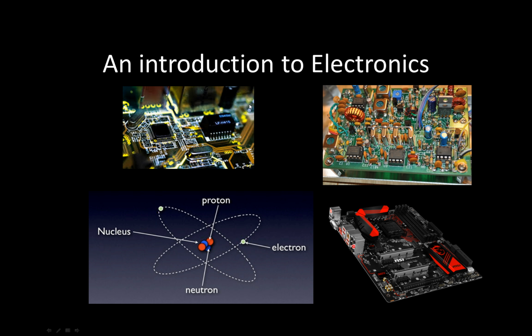Here's a more modern circuit board. You can see the components are quite a lot smaller. And then in the bottom right hand corner we have a modern computer motherboard, which is really the pinnacle of consumer electronic complexity. And I've also included a simple diagram of an atom.